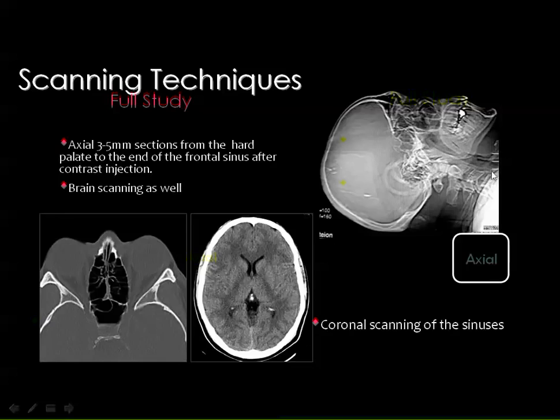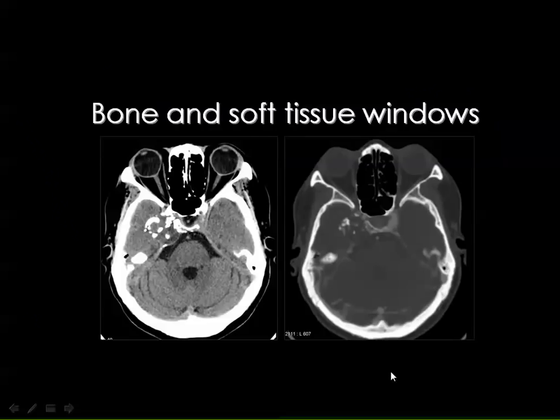For the axial images, we have the patient in the supine position, and we have the scanogram in the lateral view. Then we specify the area to be examined from the level of the hard palate, and we proceed upward until we finish the frontal sinus. This is the axial images, also at 3 millimeter intervals. Then we scan the brain from the base of the skull up to the vertex at 1 centimeter scan intervals.